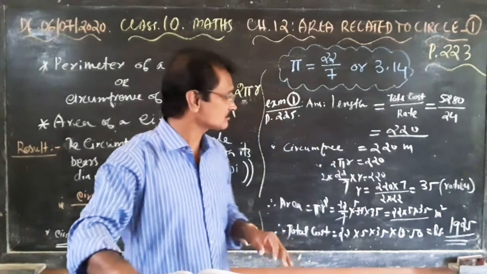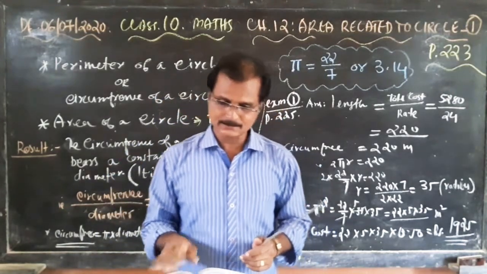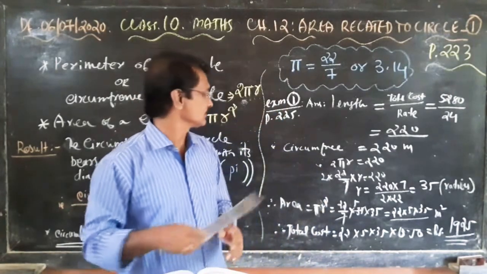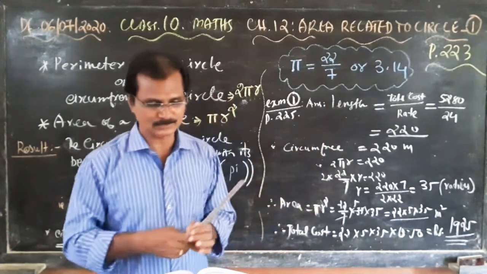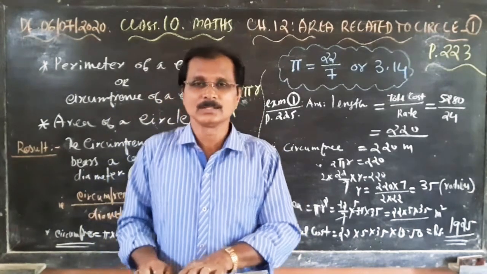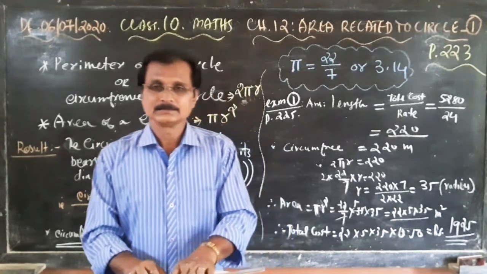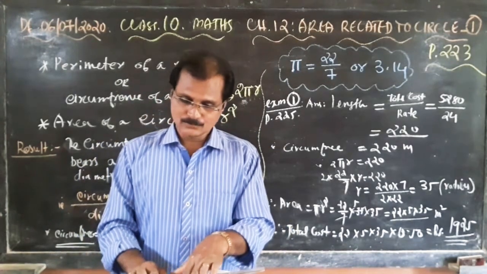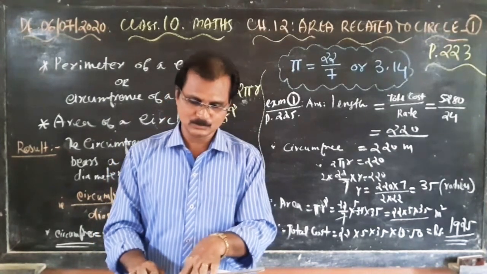Let us do one example. That is example 1, you can see that example on page number 225. The question is not written here, only the answer you can see. Please read the question. I will read the question again. The cost of fencing a field at the rate of rupees 24 per meter is rupees 5280.